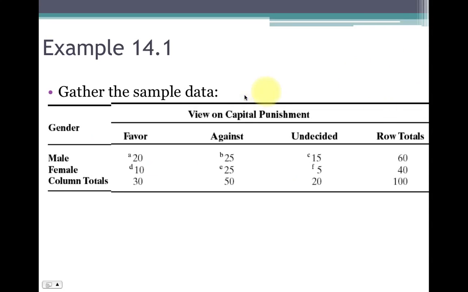So here we are. We have the view on capital punishment as the column classification, and we have gender as the row classification. Notice that we have two rows, male and female, for gender. The third row is not counted as part of the data. And we have three columns for view on capital punishment, but the last column is not included in the data either. So we have values of 20, 25, 15, 10, 25, 5. Those are the most important pieces of this table.